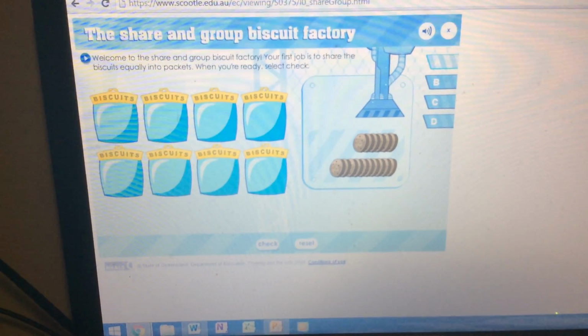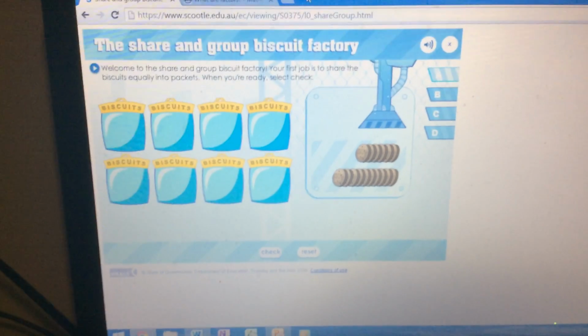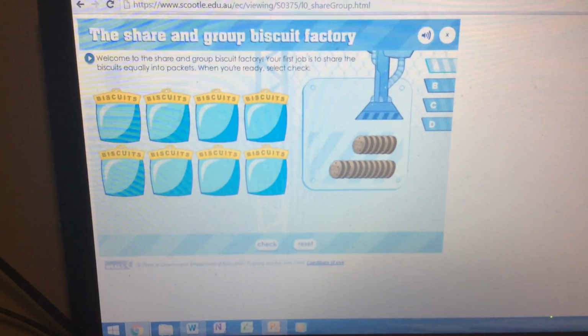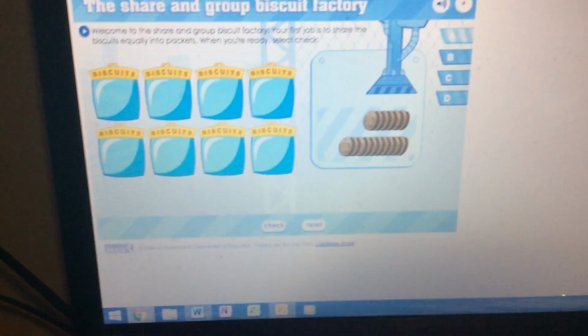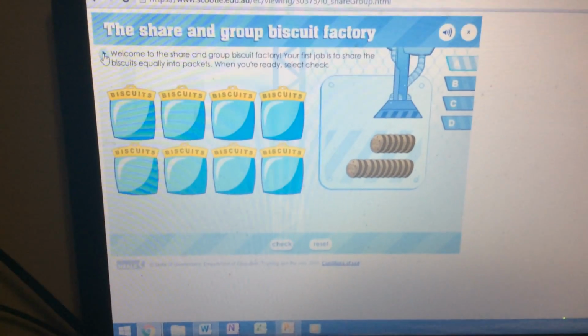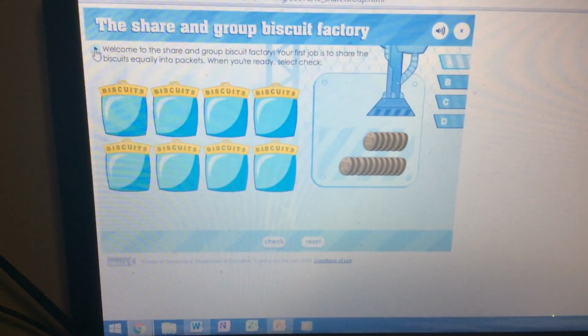So I found 2 Scootle resources that link to my outcome from the Australian curriculum. The first one is a game and the other one is a video. So I'm going to show you the game first. It's called the Share Biscuit game. It's even got a little button that you can get the person to say what you have to do. So I'm going to show you how to do that.